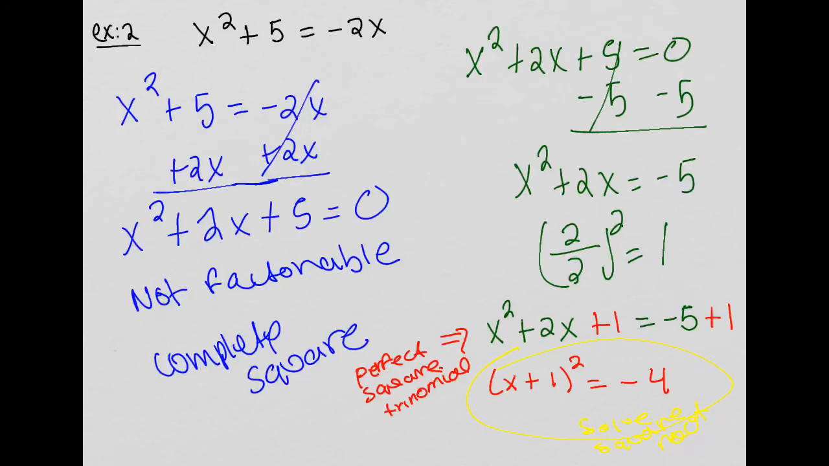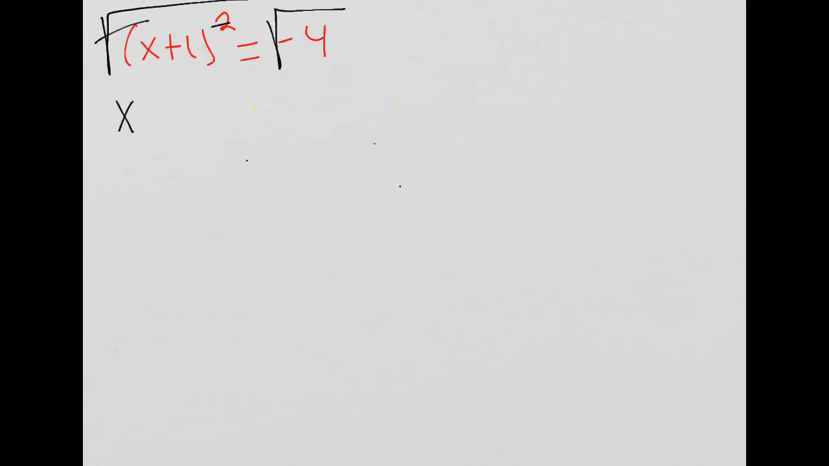So x plus 1 squared equals -4. Remember, with the square root property, you're going to cancel the square. So you're going to take the square root of both sides. Cancel, cancel. This leaves us with x plus 1 equals plus or minus the square root of -4.